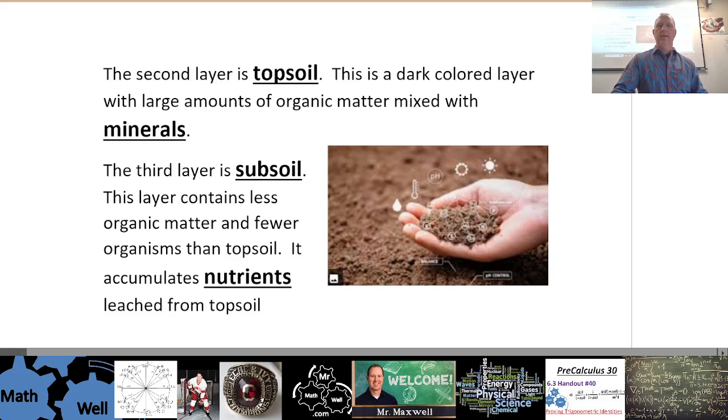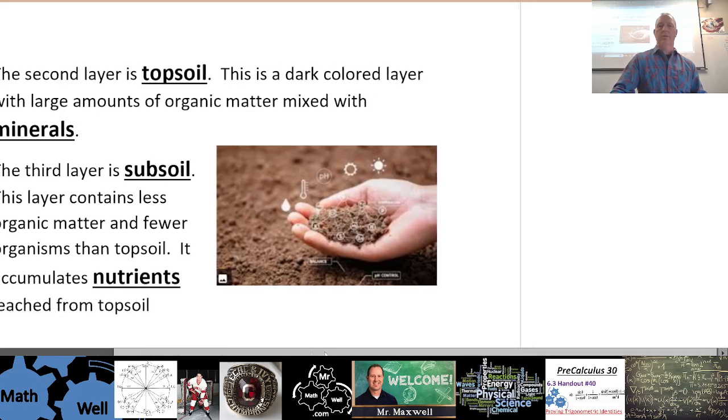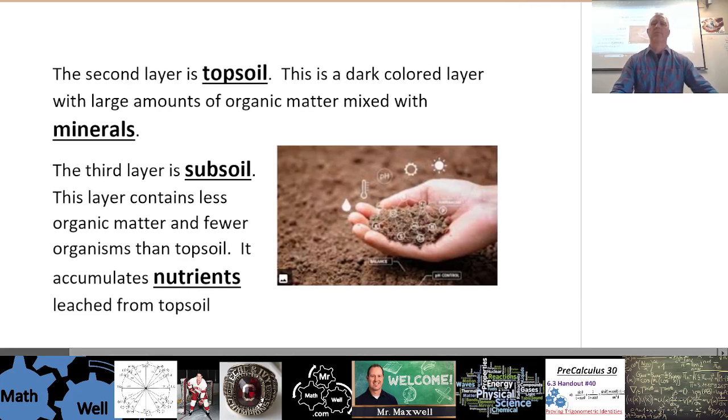The second layer is topsoil. This is a dark colored layer with large amounts of organic matter mixed with minerals. The third layer is subsoil. This layer contains less organic matter and fewer organisms than topsoil. It accumulates nutrients leached from the topsoil. So nutrients that come out of the topsoil collect in this area.